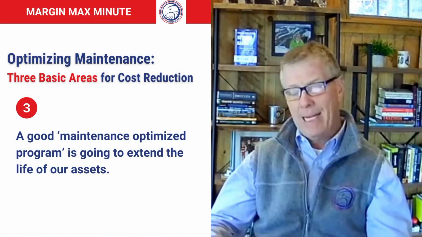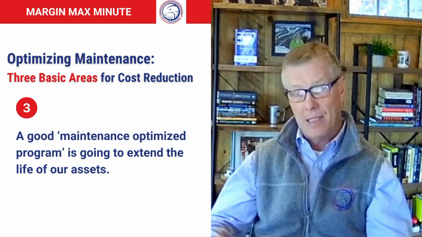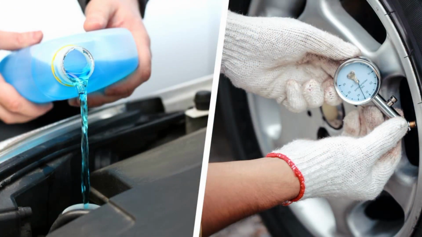And the last one I want to talk about, and this again applies to both service businesses and manufacturing businesses, is that a good maintenance optimized program is going to extend the life of our assets. Back to that car example or truck example in the service business, if we really do make sure that we maintain that vehicle with good oil changes, tire rotations, checking fluids, all the things that we normally do, we're going to maybe go from 80,000 miles to 160,000 miles.